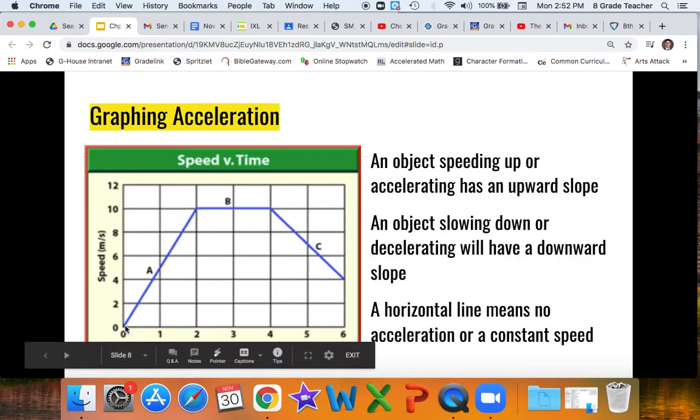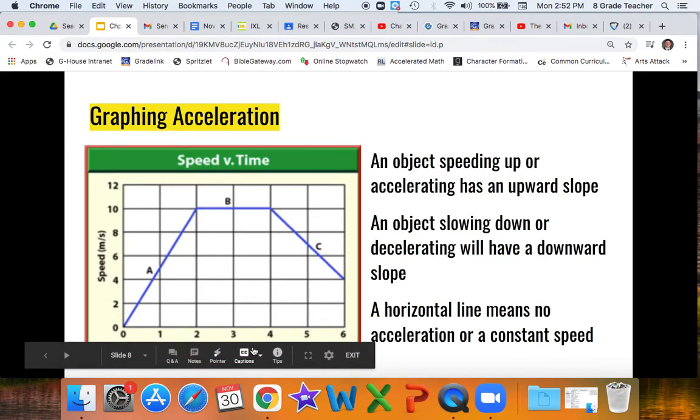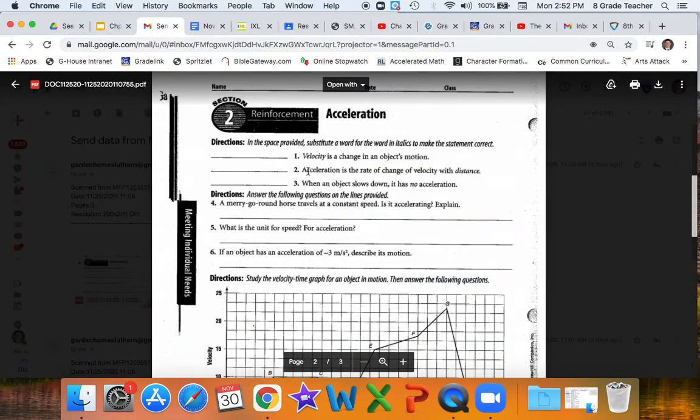So maybe here's an example. You're getting onto the highway. You get onto the highway, you click into cruise control. You're cruising, and now you're going to slow down. Obviously, this is over the course of 6 seconds. Maybe that's not a good representation, but it shows speeding up, constant speed, slowing down. Okay? That should help you with your homework, as your homework looks like this.